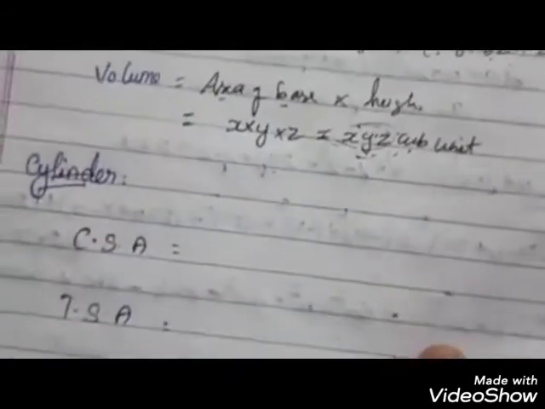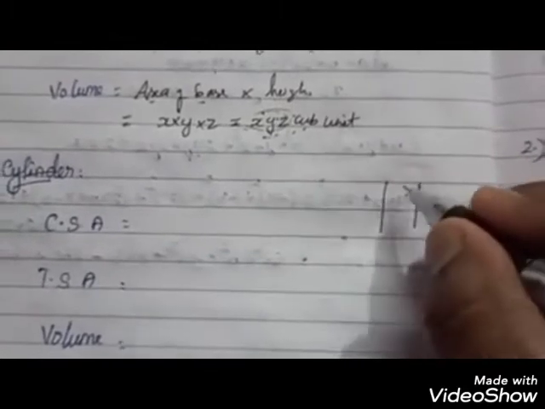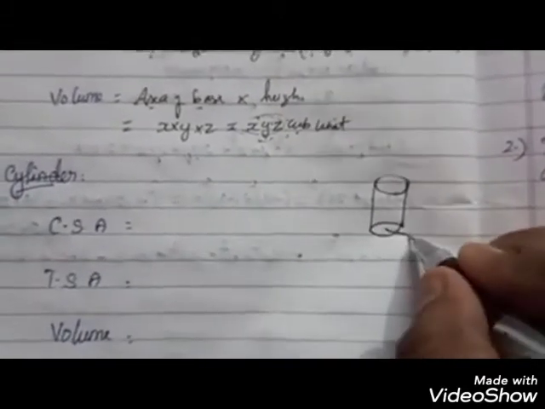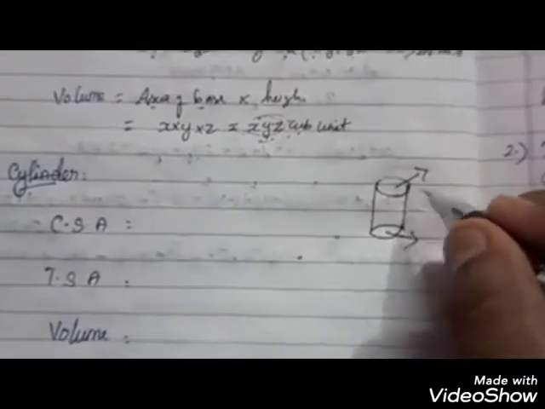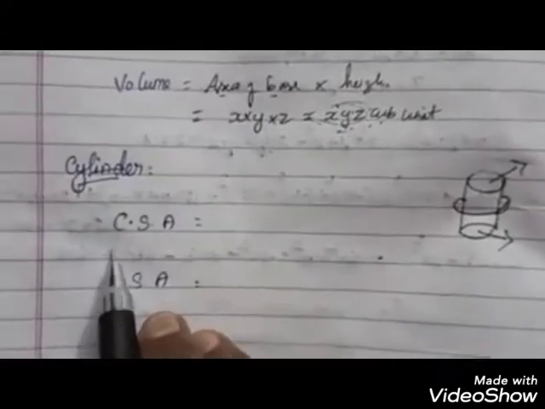Next we move on to cylinder. For the cylinder, first I have to explain about curved surface area. You know that this is the shape of a cylinder. The cylinder has two circular bases, one circular base and another circular base. This is the curved part. In this curved part, we take it as the curved surface area.